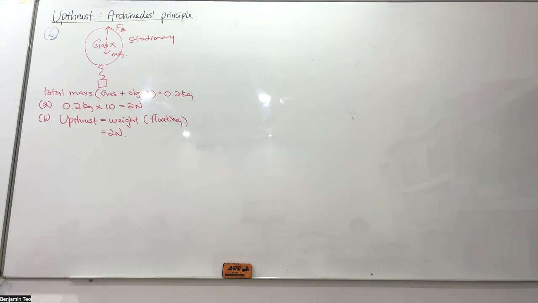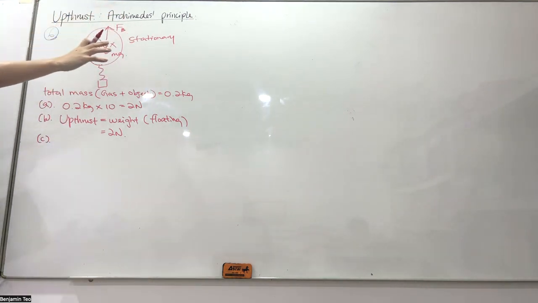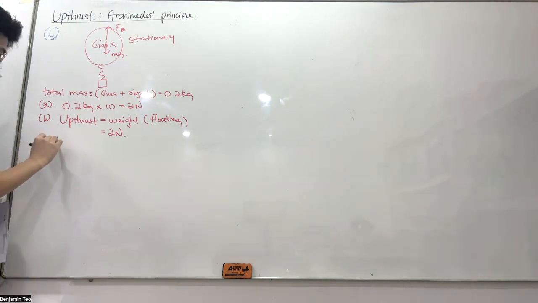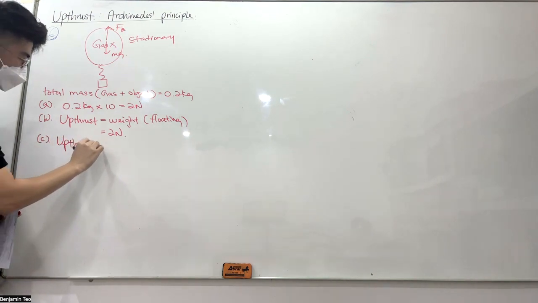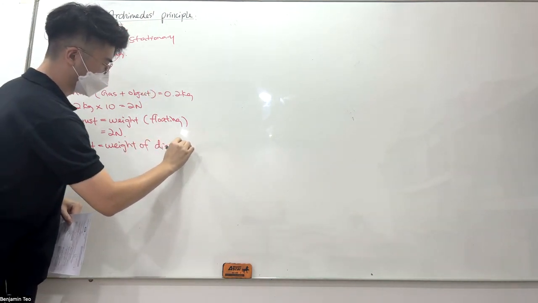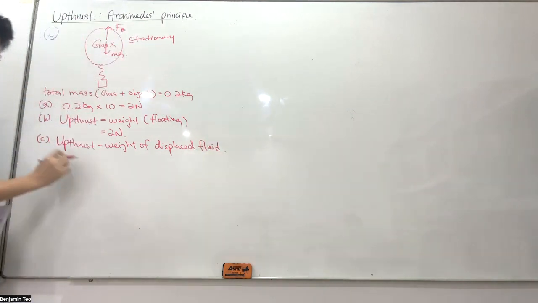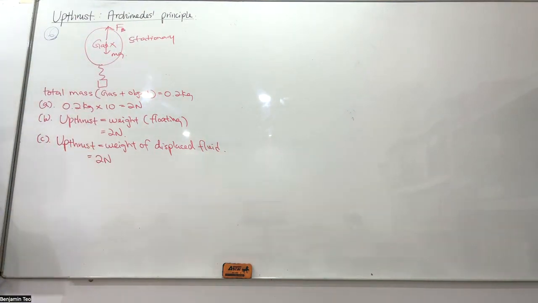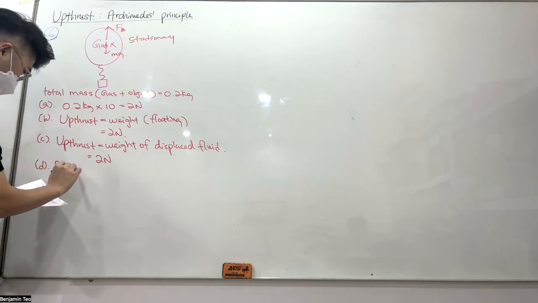C, what is the weight of the air displaced by the balloon? That is also asking for the upthrust. Upthrust is the same as the weight of the displaced fluid, so that is also 2 Newton. D, what is the principle? Okay, Archimedes.